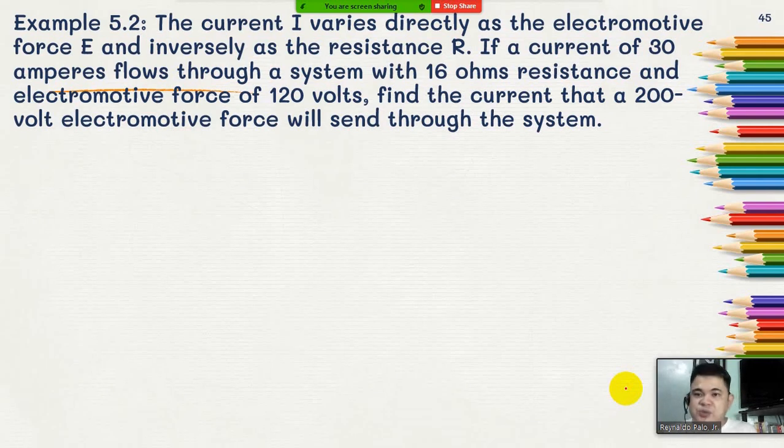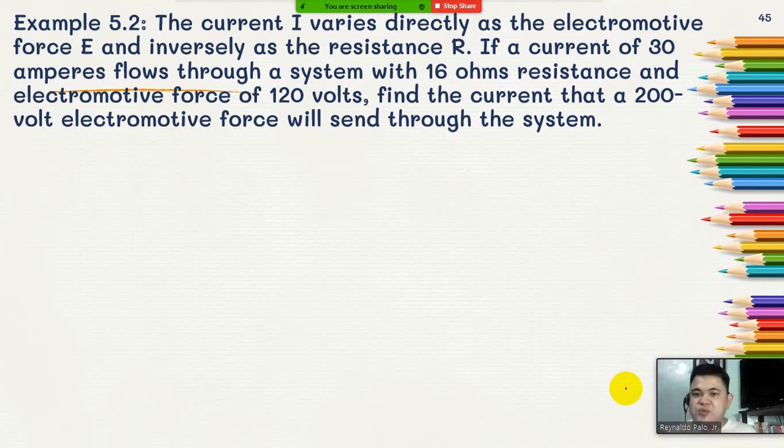Example 5.2. The current I varies directly as the electromotive force E and inversely as the resistance R. If a current of 30 amperes flows through a system with 16 ohms resistance and electromotive force of 120 volts, find the current that a 200 volt electromotive force will send through the system.